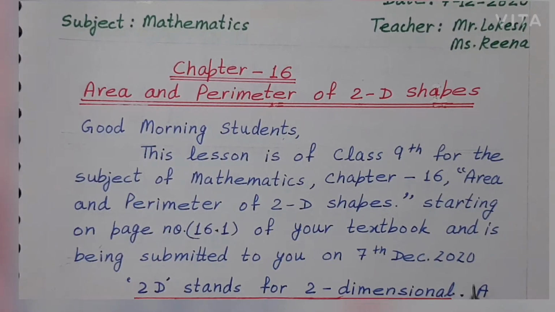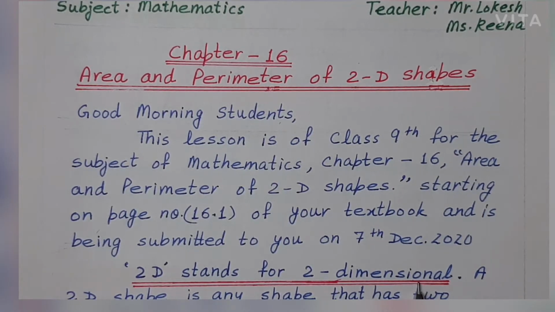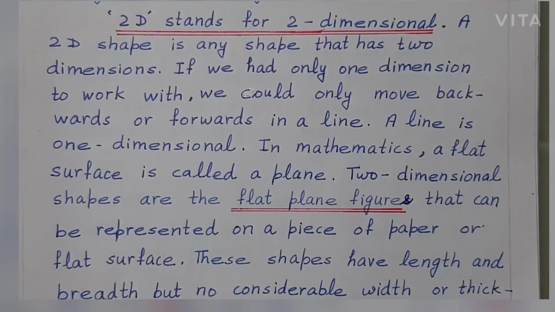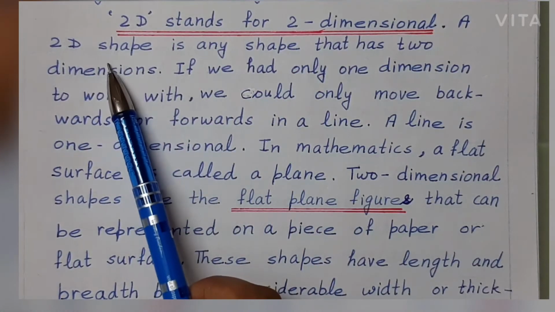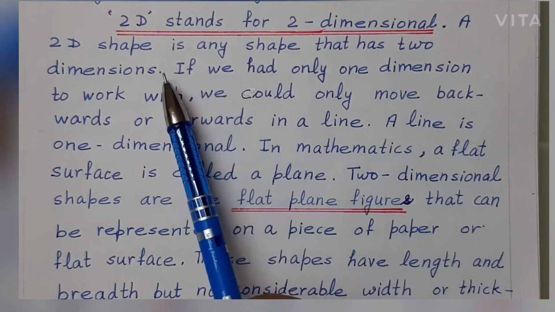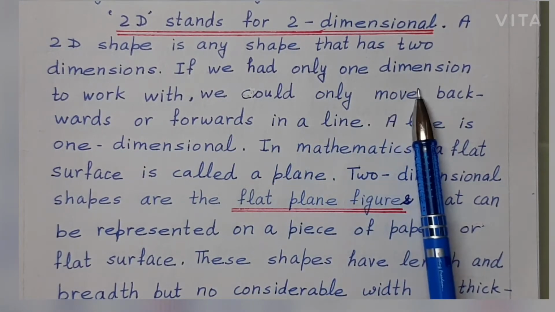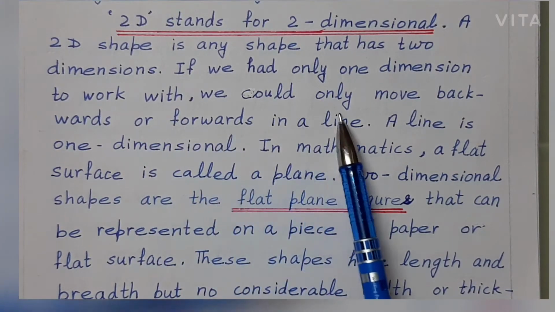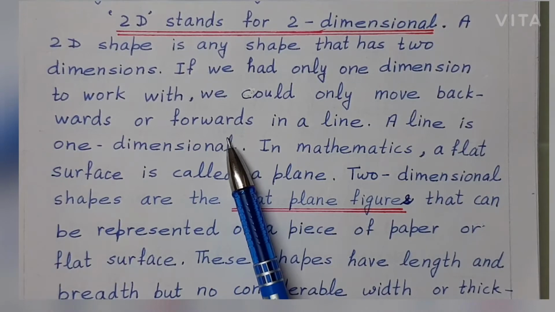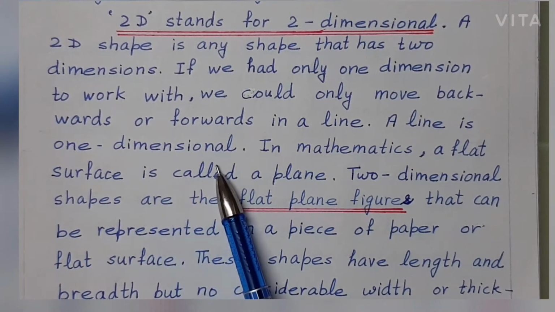Now students, what are two-dimensional shapes? First of all, 2D stands for two-dimensional. Clear? A two-dimensional shape is any shape that has two dimensions. If we had only one dimension to work with, we could only move backward or forward in a line. A line is one dimensional. Clear?